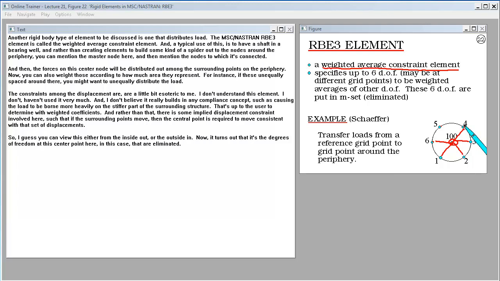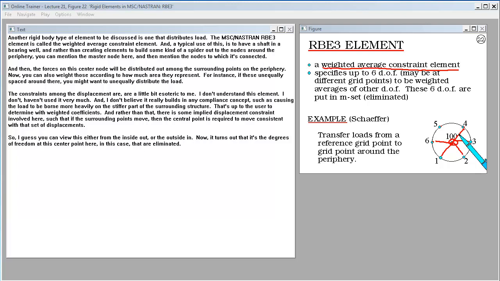Now you can also weight those according to how much area they represent. For instance, if these are unequally spaced around there, you might want to unequally distribute the load. The constraints among the displacement are a little bit esoteric to me. I don't understand this element. I haven't used it very much.